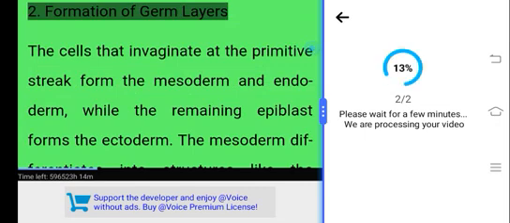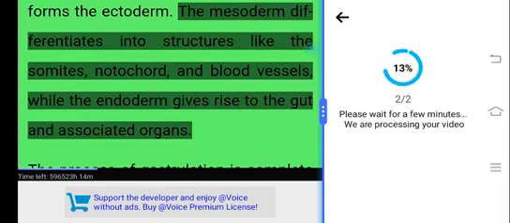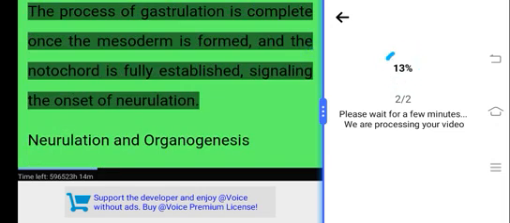2. Formation of germ layers. The cells that invaginate at the primitive streak form the mesoderm and endoderm, while the remaining epiblast forms the ectoderm. The mesoderm differentiates into structures like the somites, notochord, and blood vessels, while the endoderm gives rise to the gut and associated organs. The process of gastrulation is complete once the mesoderm is formed and the notochord is fully established, signaling the onset of neurulation.